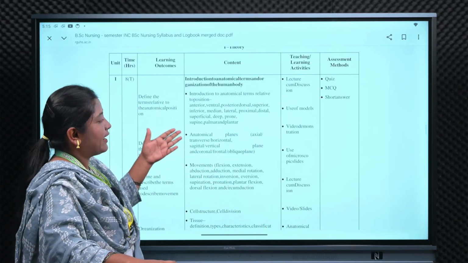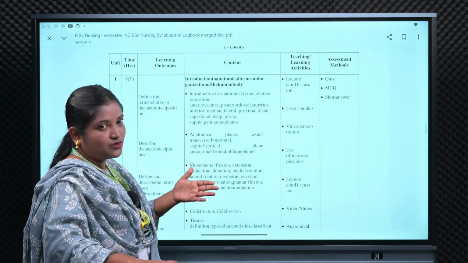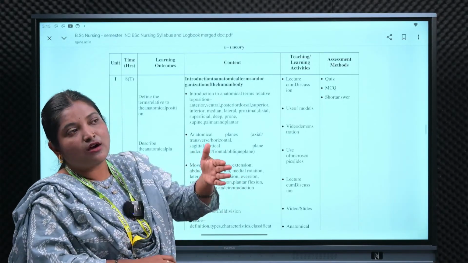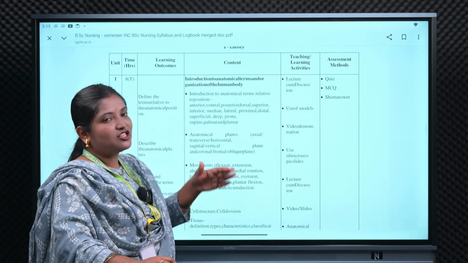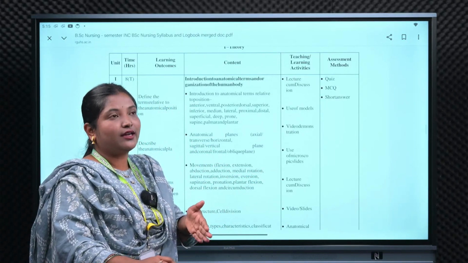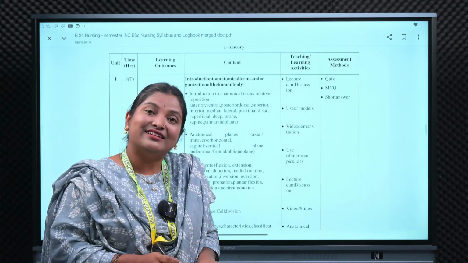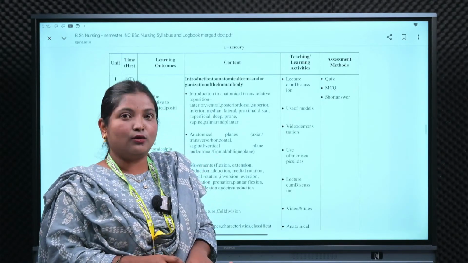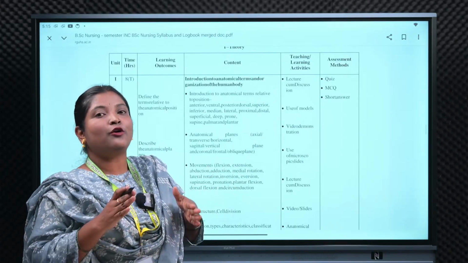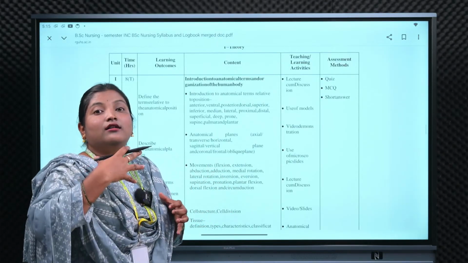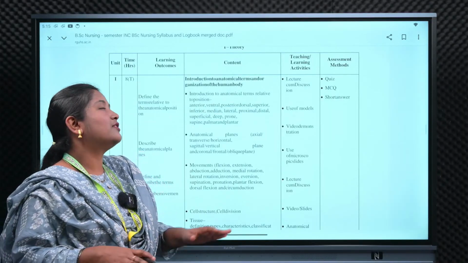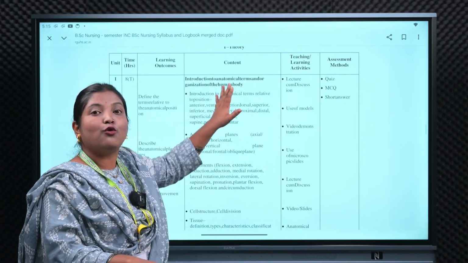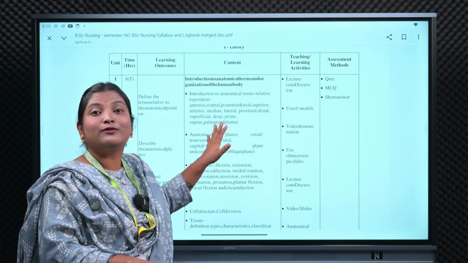And next, anatomical planes: axial, transverse, which means the horizontal plane. The next one is sagittal, which means vertical. Anatomy is nothing but dissection, cutting. So for cutting the human body or a part, we are going to study this especially in anatomy. So majorly we have to know all these terminologies to deal with anatomy.